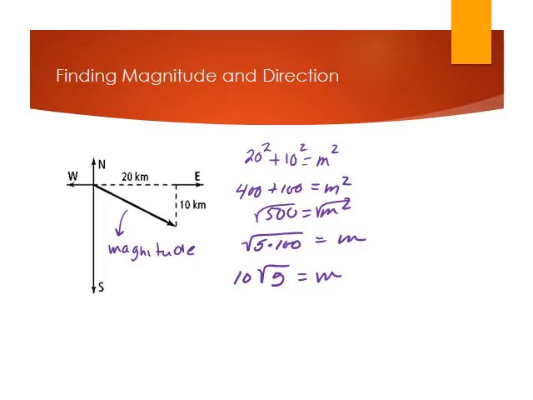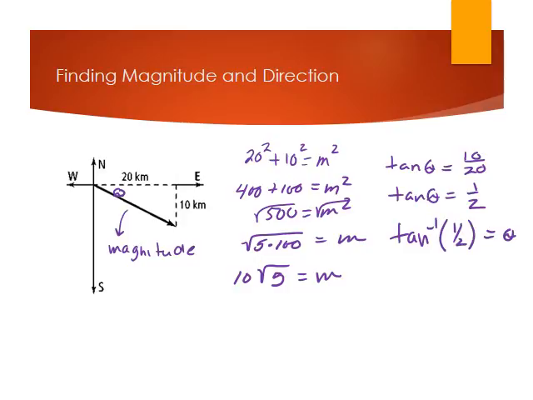If I'm looking for the direction, that means I'm looking for this angle right here, and I'm going to use theta. So I've got to use tangent of theta equals opposite over adjacent, or tangent theta equals 1/2. So because I'm looking for an angle, I'm using the inverse and plug that into my calculator, and I'm going to get 26.6 since we're doing angles. So we say that this is 26.6 degrees south of east.